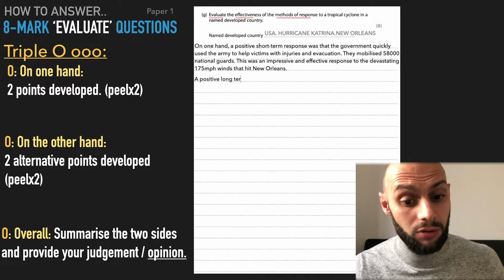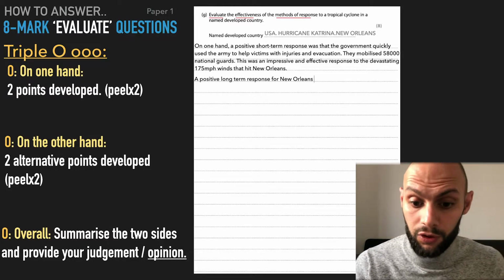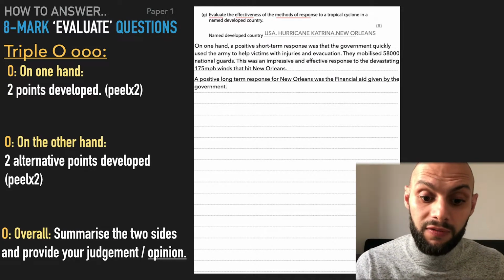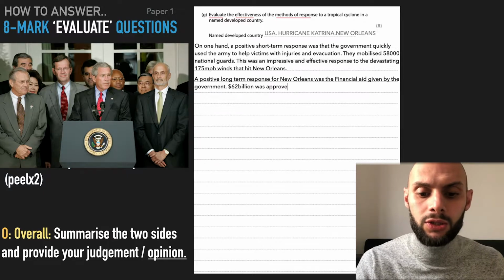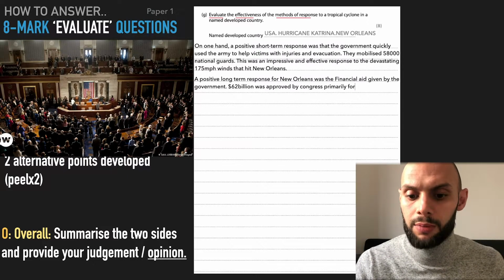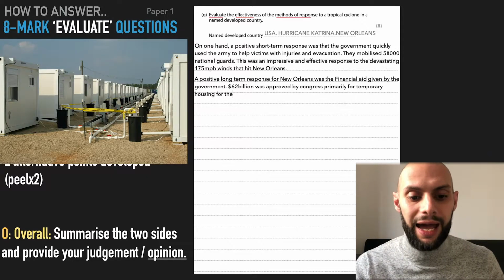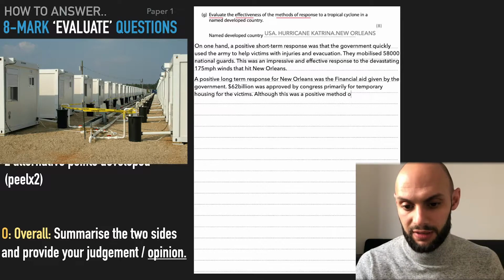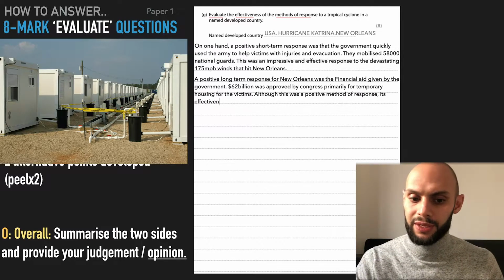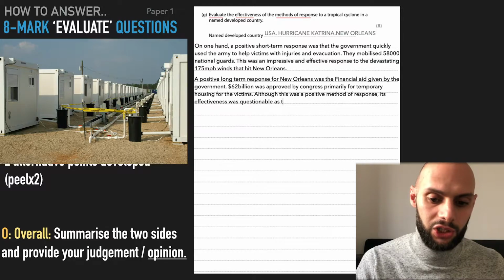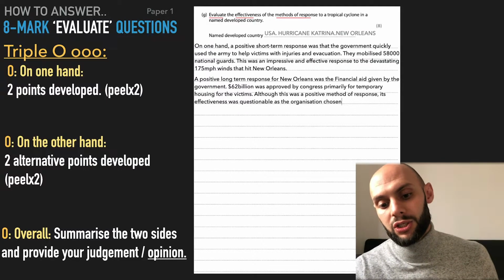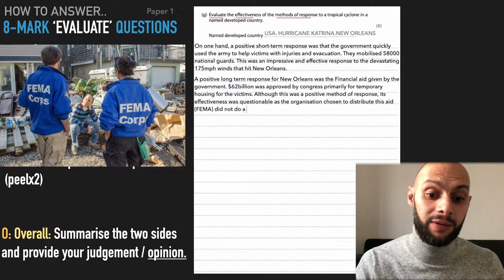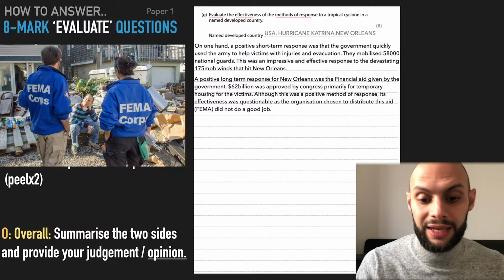A positive long-term response for New Orleans was the financial aid given by the government. $62 billion was approved by Congress primarily for temporary housing for the victims. Although this was a positive method of response, its effectiveness was questionable as the organization chosen to distribute this aid, FEMA, did not do a good job.